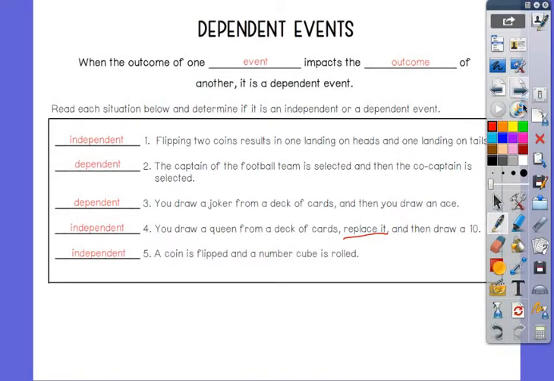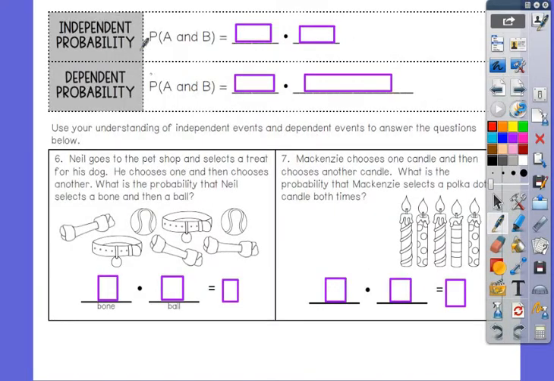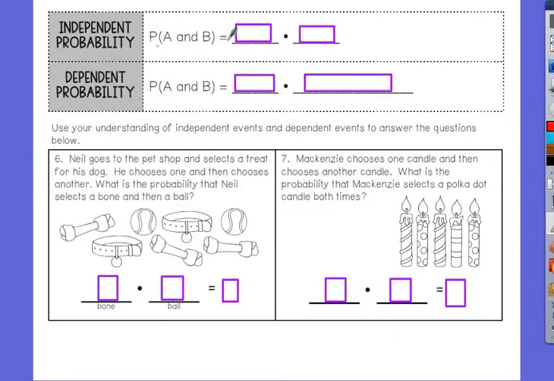All right, so let's try some dependent examples. To remember, we did the probability of the first event, A, times the probability of the second event, B, is how we found our probability on student handout 5.